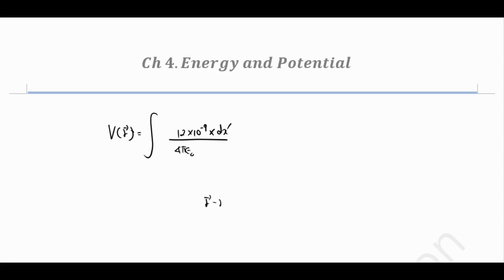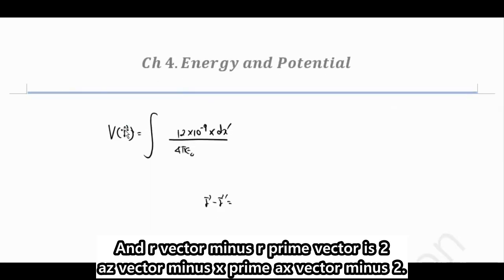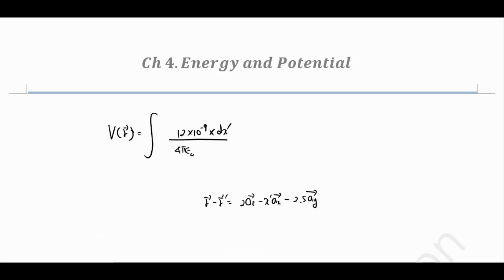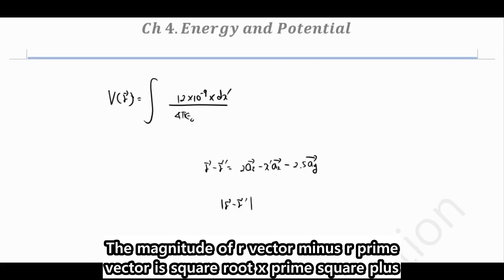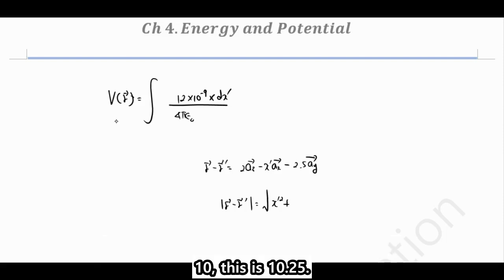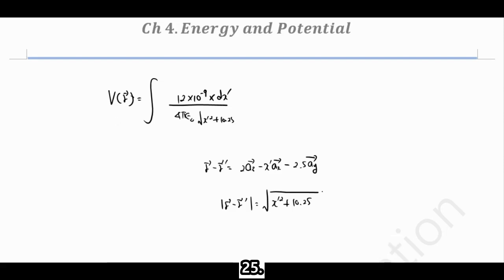And r vector minus r prime vector is 2 az vector minus x prime ax vector minus 2.5 ay vector. The magnitude of r vector minus r prime vector is square root of x prime square plus 10.25. So this goes into the integral, and this is square root of x prime square plus 10.25, and dx is from minus 1 to 1.